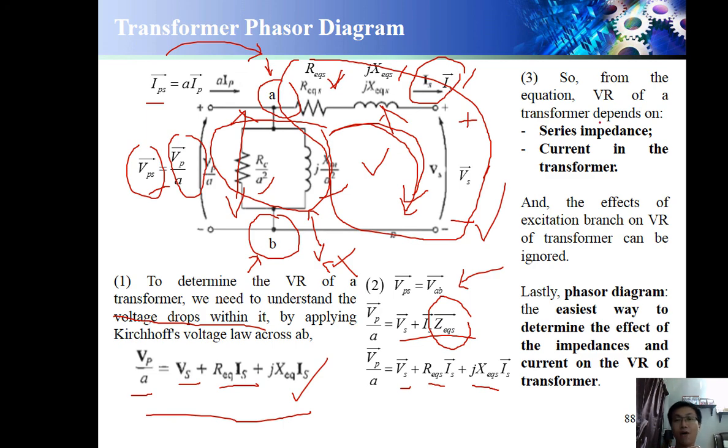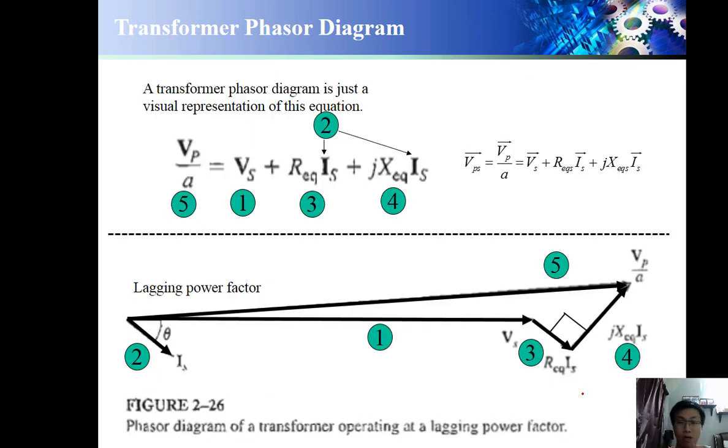So from the equation, VR of the transformer depends on the series impedance, this is the series impedance, and the current in the transformer IS. We can see very clearly VR depends on these two items: Z equivalent secondary and IS, the secondary current. And the effect of the excitation branch on the VR of the transformer can be ignored. We totally ignore this one. Lastly, the phasor diagram is the easier way to determine the effect of the impedance and currents on the VR of the transformer. Why do we say so? Let's have a look.